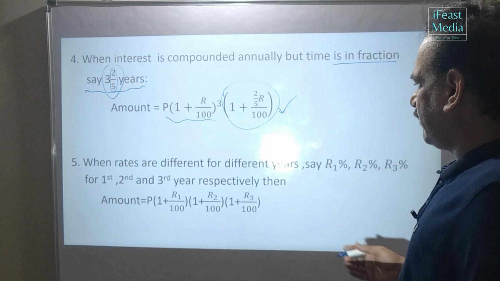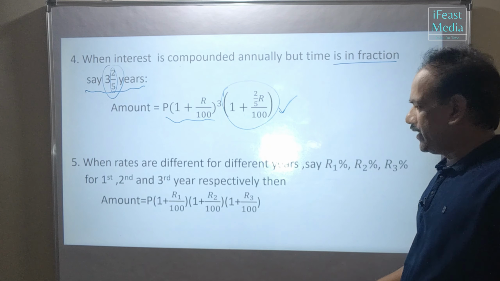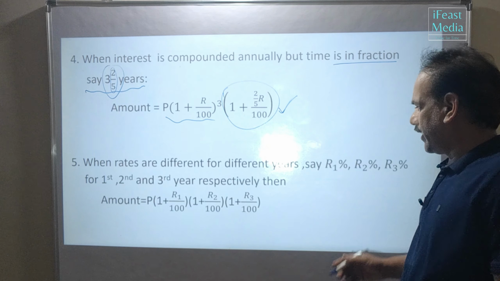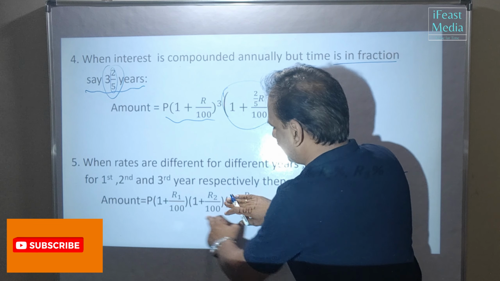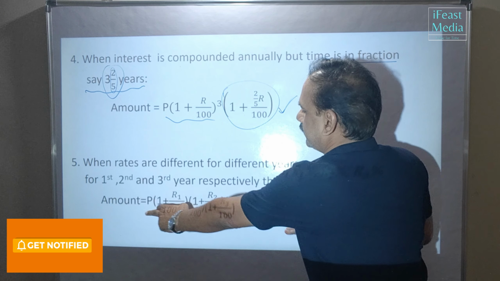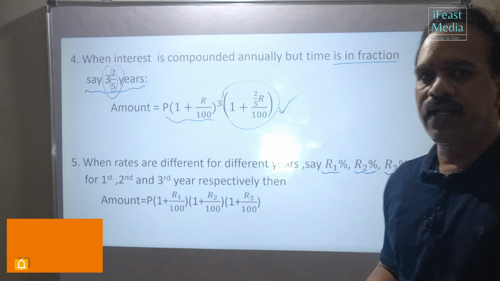And when the rate percentages are different for every year, like R1% for the first year, R2 for the second year, R3 for the third year, in that case, we should use this. If R1 equal to R2 equal to R3, what happens? This becomes P into 1 plus R by 100 whole cube, right? So, this is the first year amount. You multiply this by this, you will get the second year amount. You multiply this by this one, you will get the amount at the end of the third year.